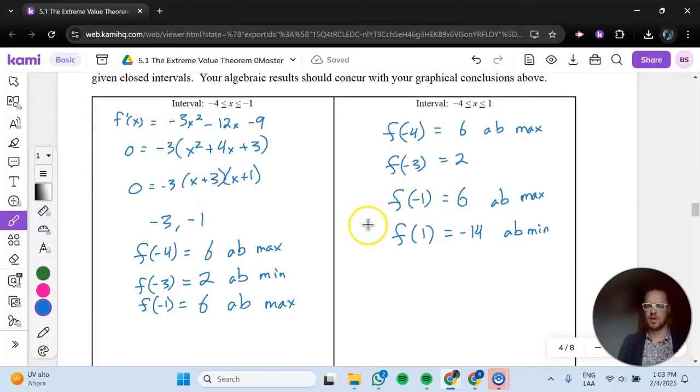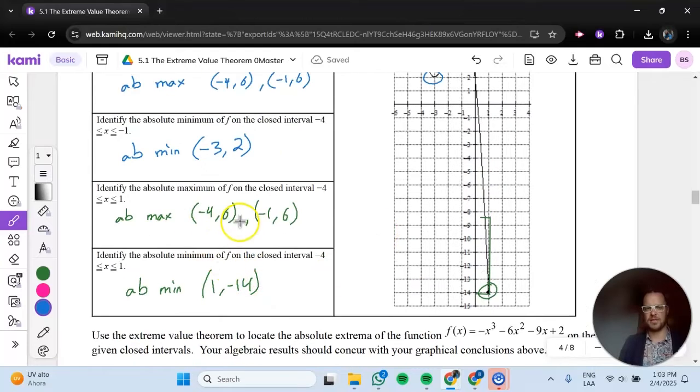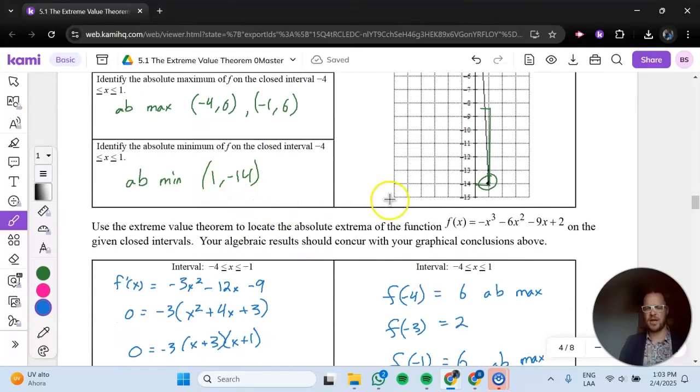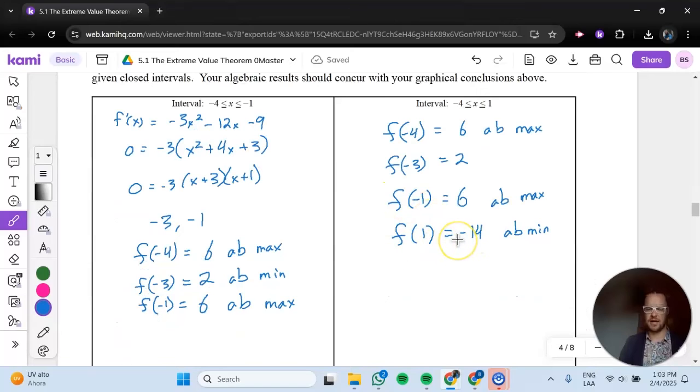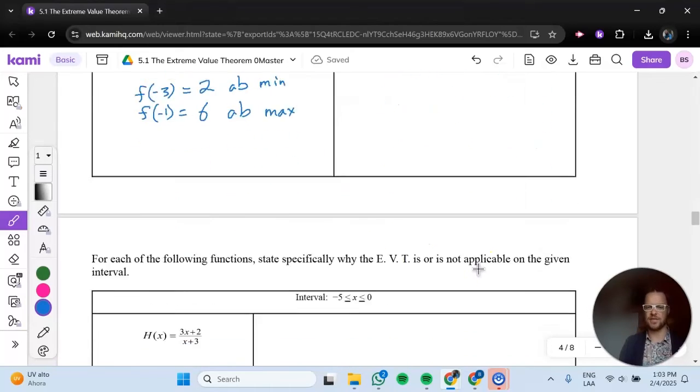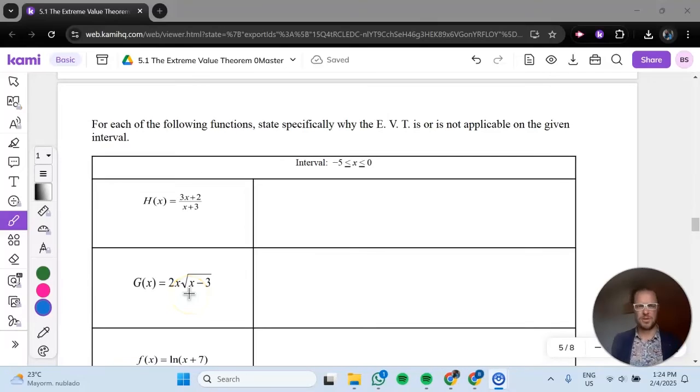Okay, so we can see again that if we look up here, it's the same: -4 and 6, -1 and 6 for our maxes, and 1 and -14. So we got the exact same thing. So whether it's graphically or algebraically, we can now see that we'll get the same. As we just continue right on, what we're going to look at here is whether or not we can actually use EVT or not. So basically, whether or not it is applicable.